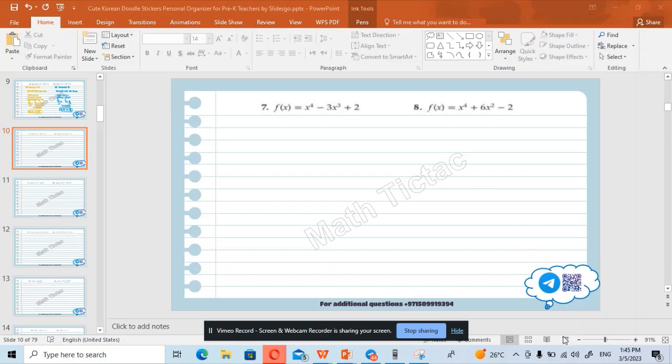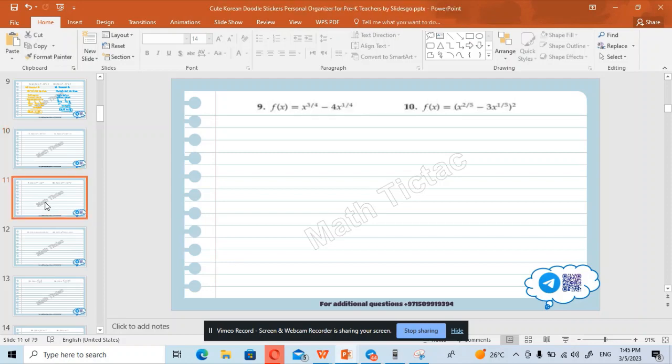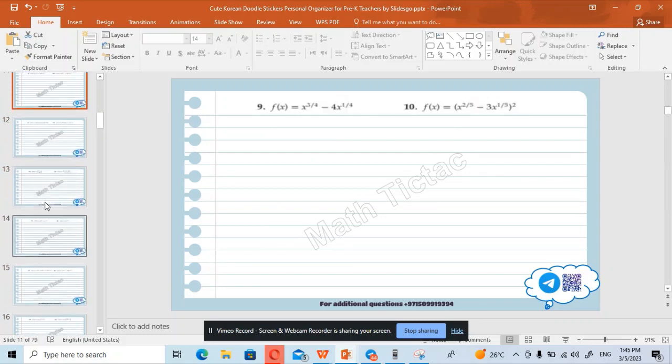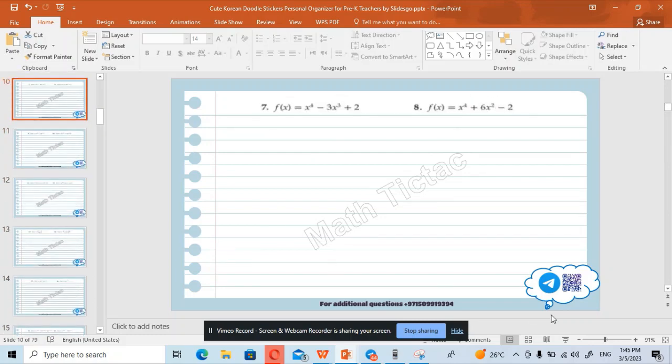In here we are in questions 2 and 3. We will solve the questions from question 7 until question 22. Okay, so starting with the first question, question 7.